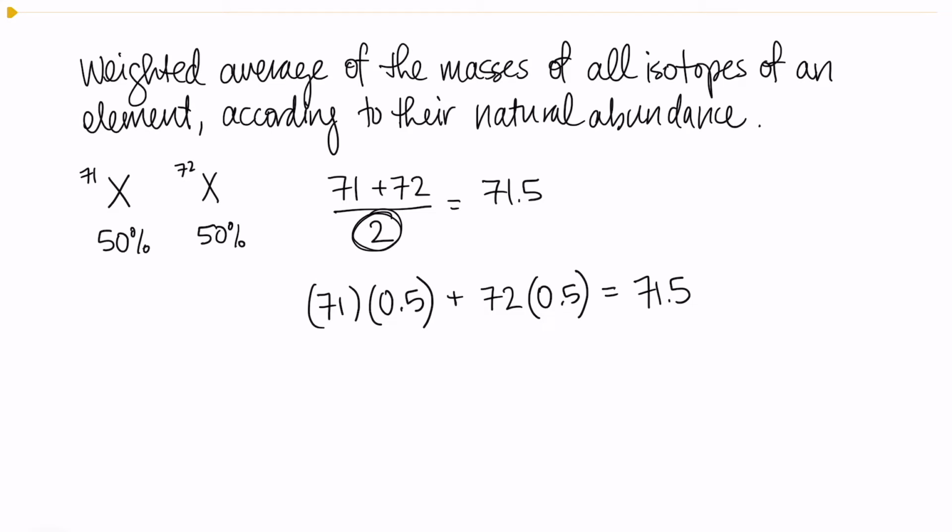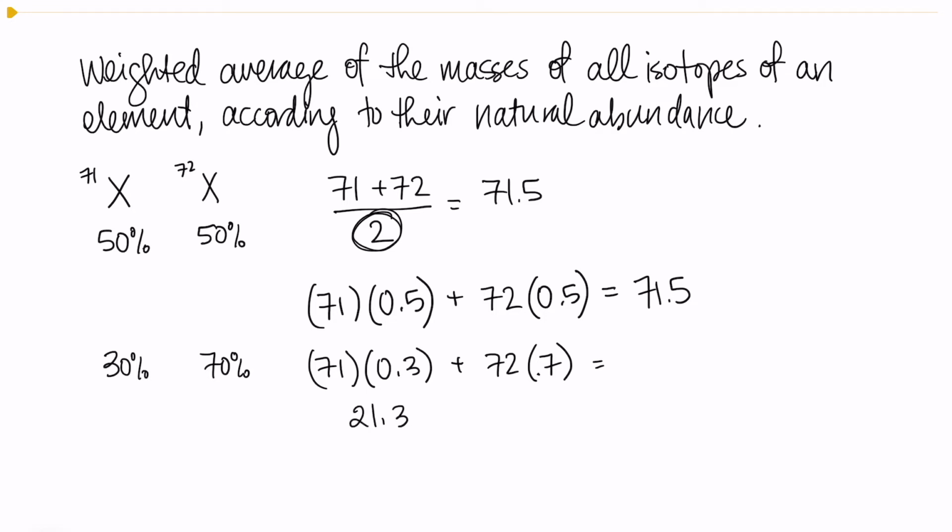Now, what if instead of this being 50% and 50%, we have 30% and 70%? We're going to do the math the same way, except instead of 50%, I'm going to plug in 30% and 70%. So 71 times 0.3 gives me 21.3. And 72 times 0.7 gives me 50.4. When I'm done, I get 71.7. So I want to talk about this for a second.